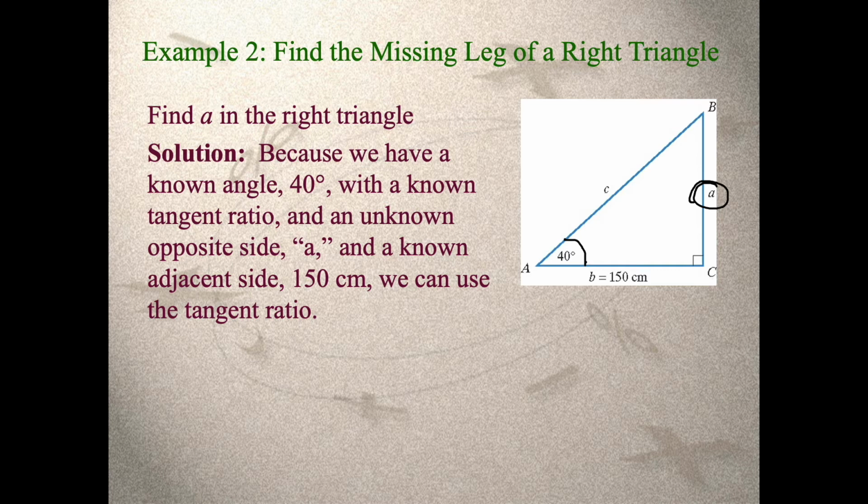So our tangent ratio, remember we're doing the tangent of A, which is going to be equal to the opposite over the adjacent. All right, so we know A, that's 40. We don't know the opposite, that's our A, and we know our adjacent of 150. So here's what it's going to look like. Tangent of 40 degrees equals A over 150.